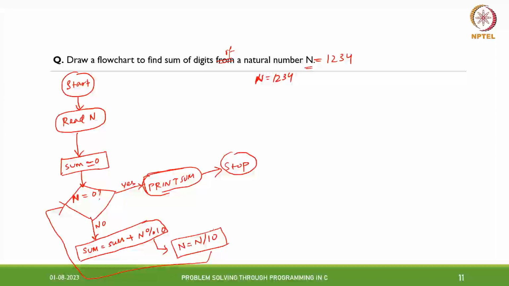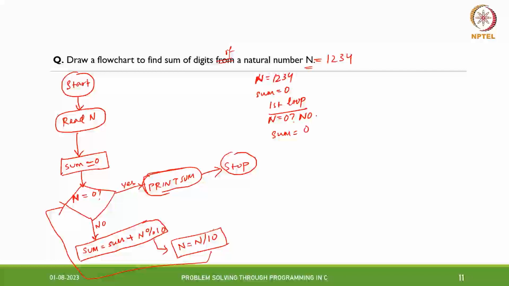Now I set sum equals 0. Now let's look at the loops. In the first loop, I check n equals 0. Does n equal 0? No, it does not equal 0, so we'll go here. Now the first thing that I do is sum equals sum plus n percentage 10.